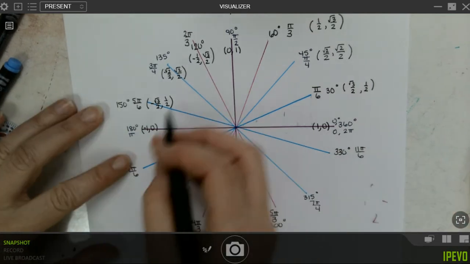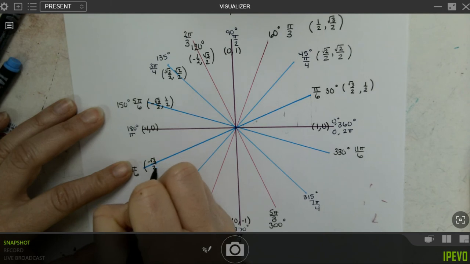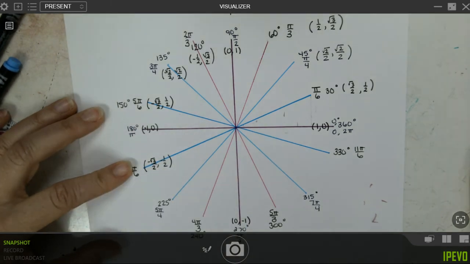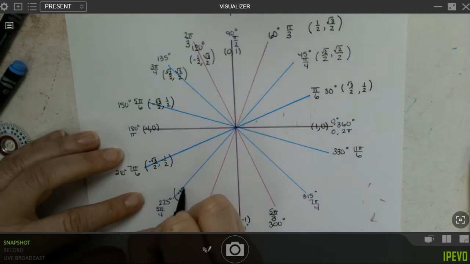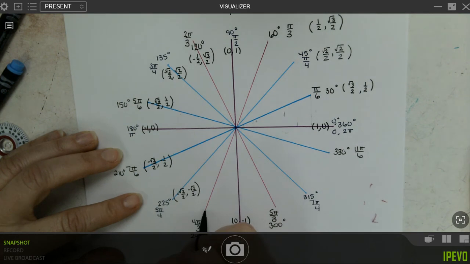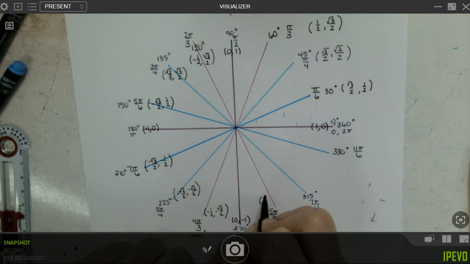Now down here, we still have negative root 3 over 2, but now our y is negative as well, so sine is negative 1/2. Negative root 2 over 2, negative root 2 over 2. Negative 1/2, negative root 3 over 2. All right, and mirrored over here. This one, the x is positive now.